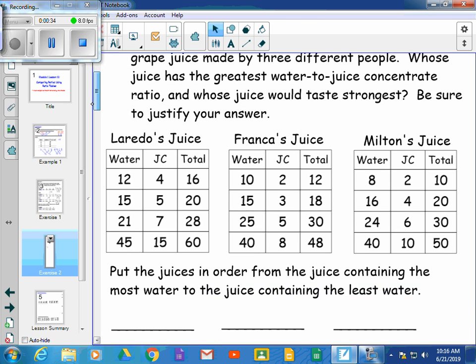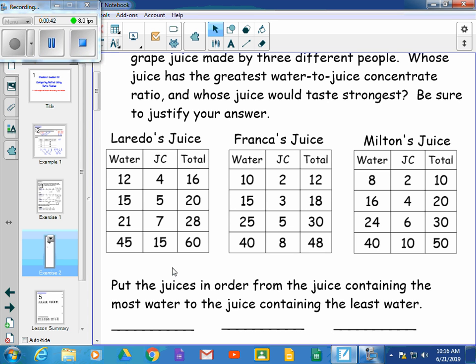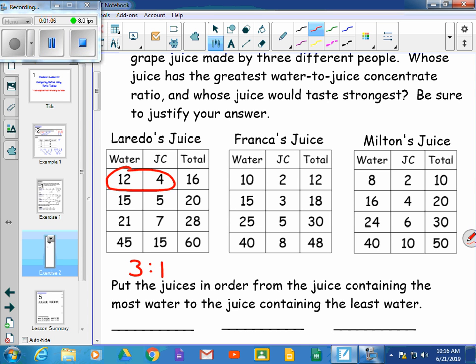Well, one thing that we can do to compare the water to juice concentrate ratio would be to simply simplify each of those ratios, the water to juice concentrate. And if we get a simplified ratio that has the same term, we can use it to compare. So I'm going to look at 12 to 4 here. If I simplify 12 to 4, I can divide a 4 out of both of those, and it simplifies to 3 to 1. That tells me Laredo uses 3 cups of water for every 1 cup of juice concentrate.